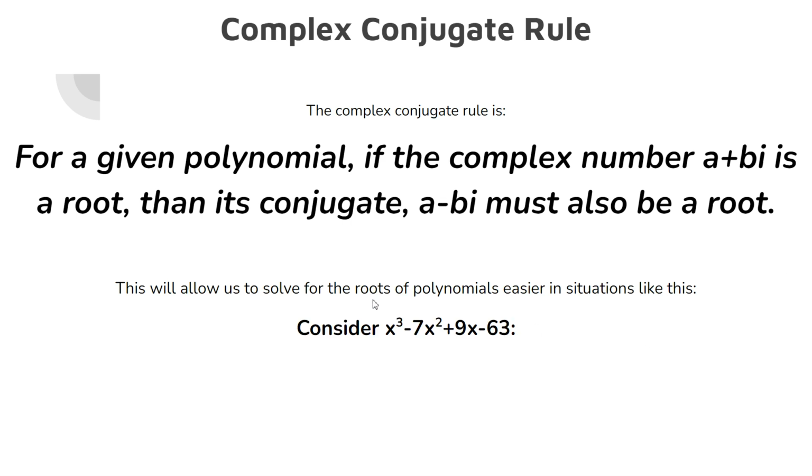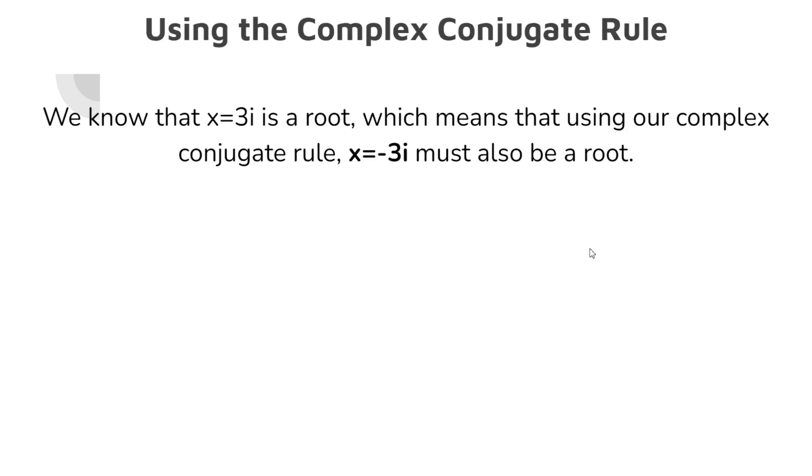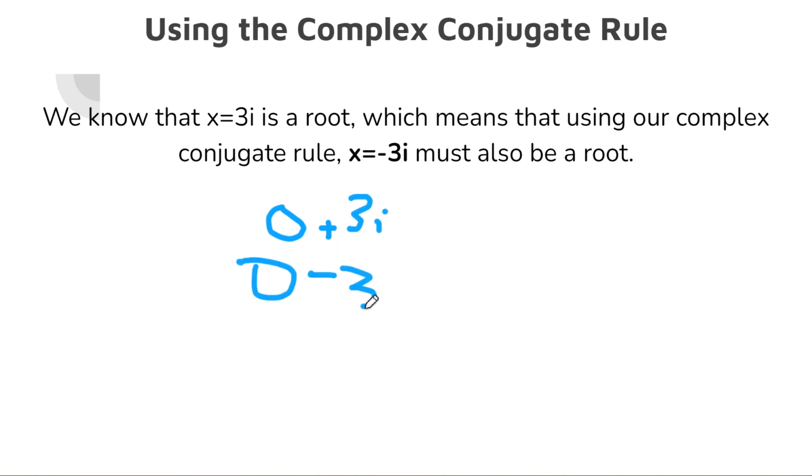Consider this polynomial, x cubed minus 7x squared plus 9x minus 63. You are given that x equals 3i is a root, so you need to solve for the rest of the roots. Using the complex conjugate rule, if we know that x equals 3i is a root, then x equals negative 3i must also be a root, because in terms of a plus bi form, x equals 3i is 0 plus 3i, so its conjugate would be 0 minus 3i. So negative 3i would be a root.